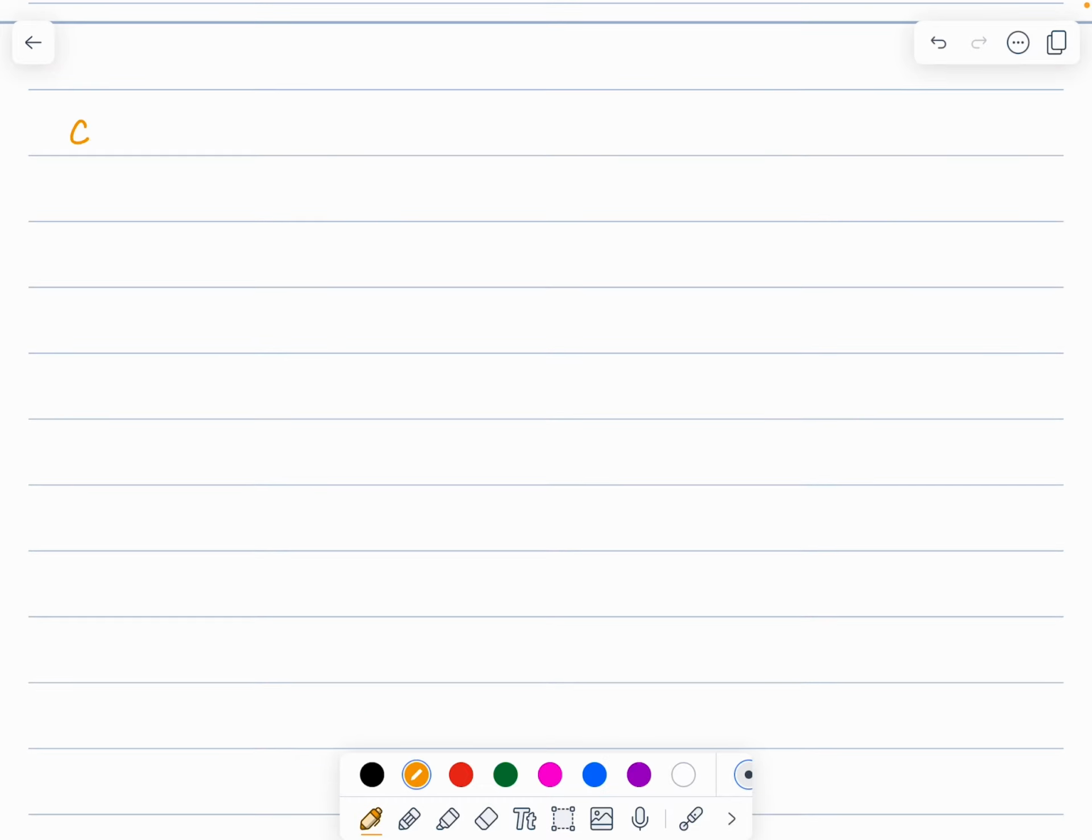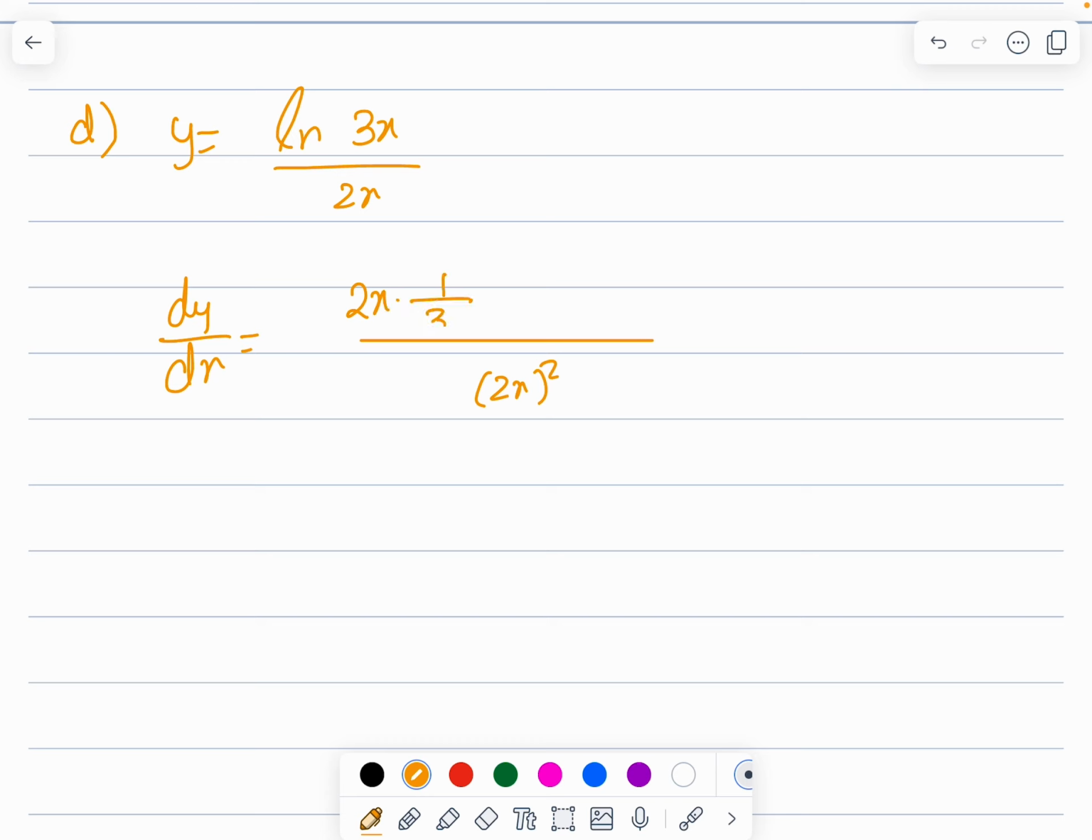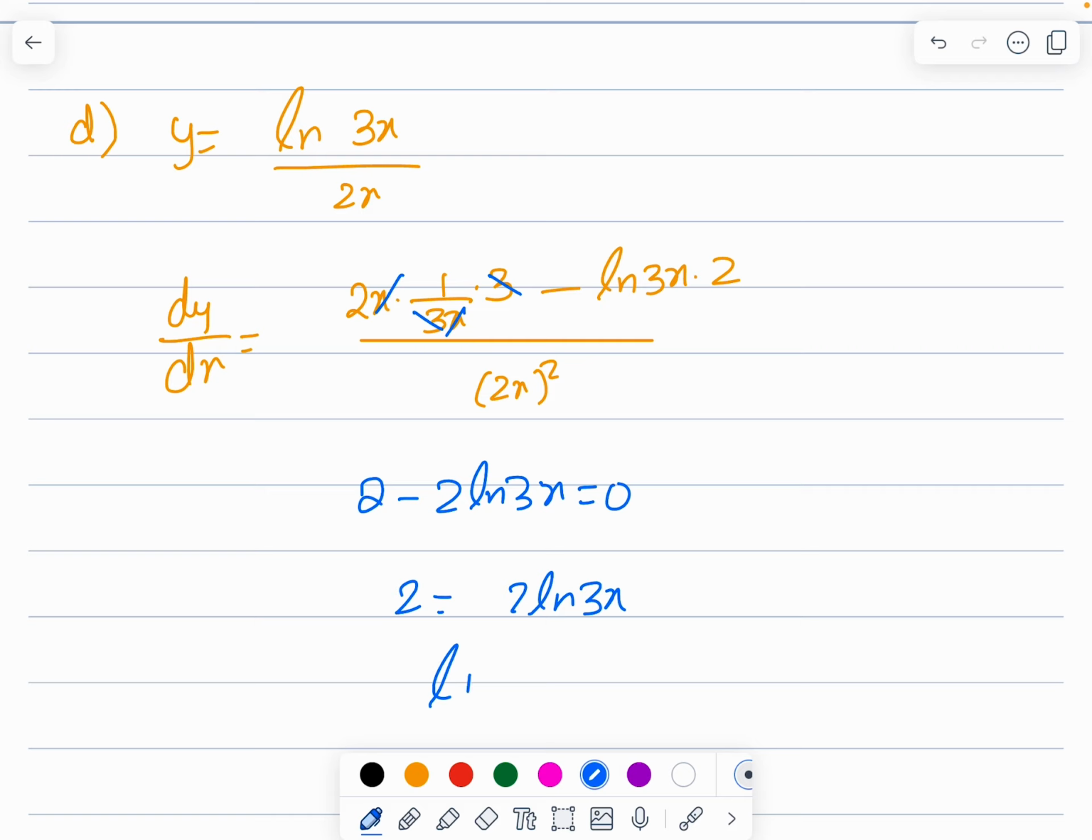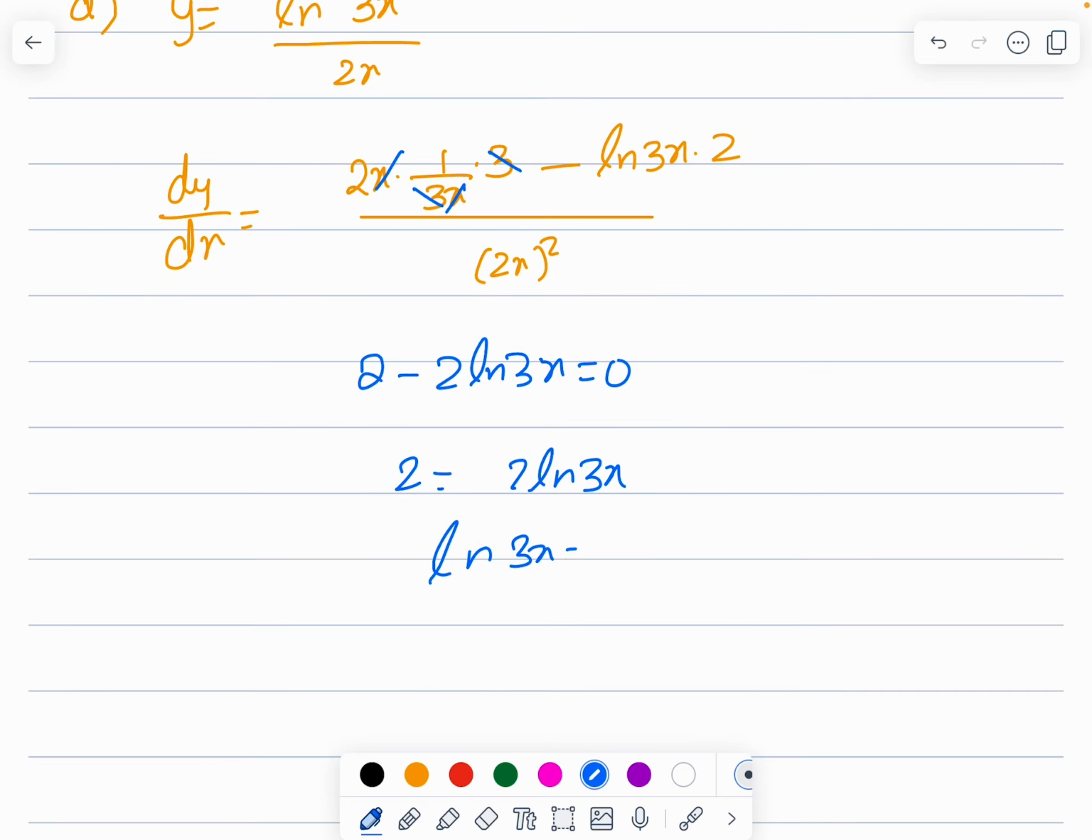Coming to part D, y equals to ln 3x upon 2x. So what will be dy by dx now? 2x whole square, 2x, ln 3x derivative is 1 upon 3x times 3 minus ln 3x times 2. So x cancels, 3 cancels. So 2 minus 2 ln 3x. 2 minus 2 ln 3x should be equal to 0. So 2 equals to 2 ln 3x. So ln 3x should be equal to 1.